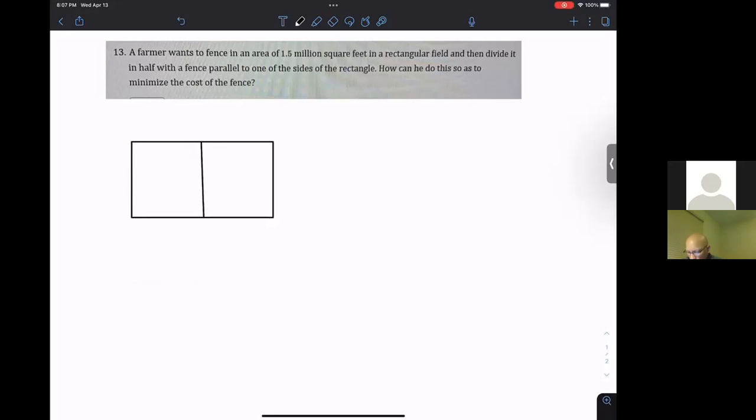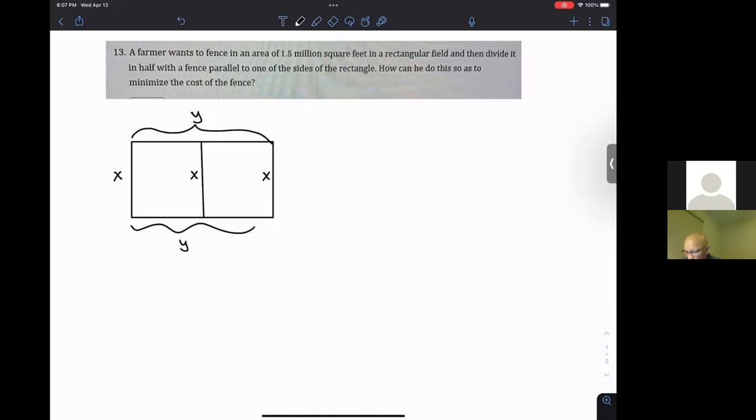Okay, so let me give some variable names right away. So maybe these lengths are all X, right? They all have to be the same length. And then maybe the long side is Y. Okay, so that's Y. And of course, this is Y as well.